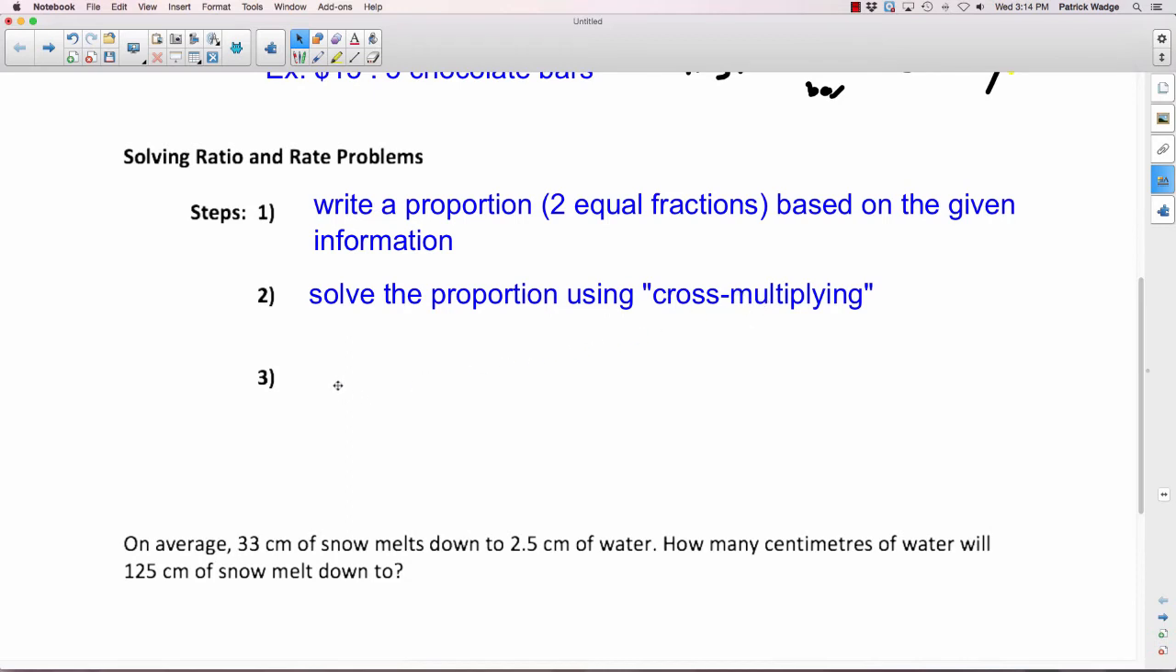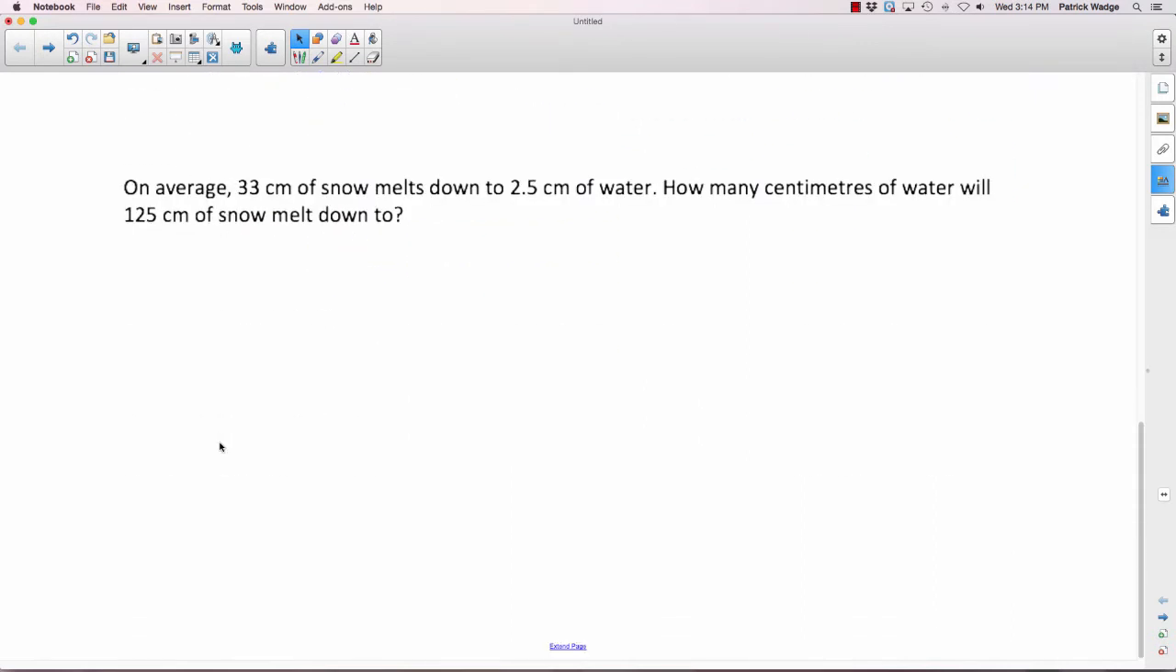And then step number 3, not much of a step, just make sure you clearly state the answer. It's a shame to do all the work and then I'm not clear what your answer is. So make sure it's clear what you're saying the answer is. All right, here we go.